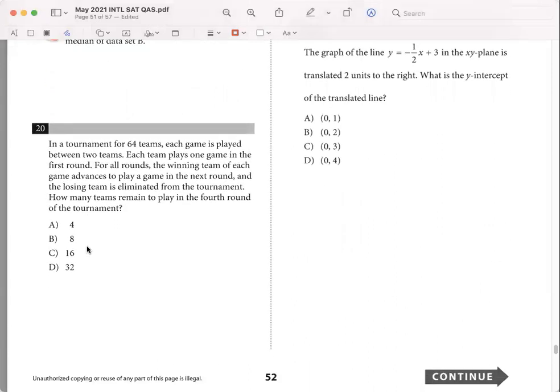In a tournament for 64 teams, each game is played between two teams. Each team plays one game in the first round. For all rounds, the winning team of each game advances to play a game in the next round, and the losing team is eliminated. How many teams remain to play in the fourth round of the tournament? Okay. So there are 64 teams, right?